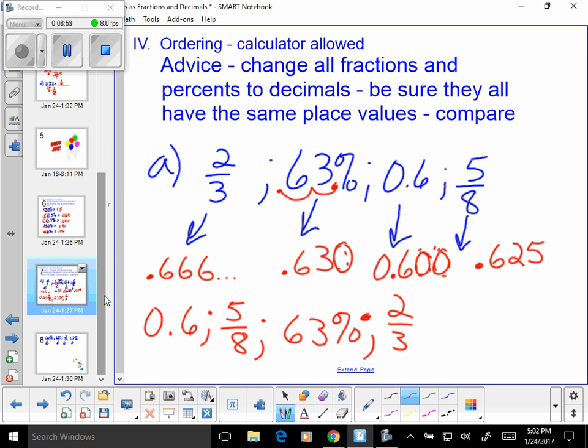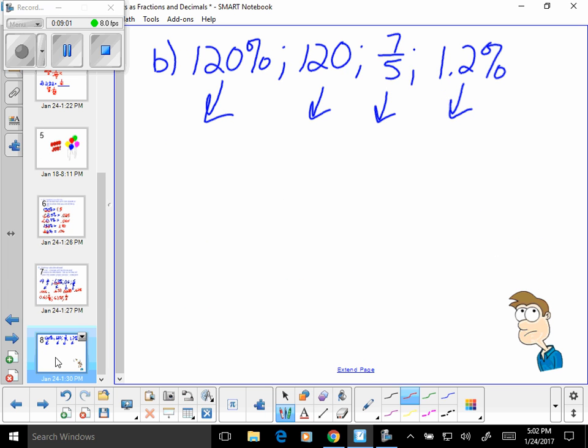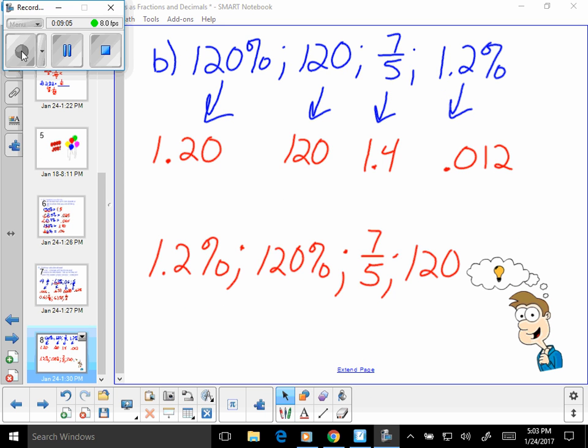And you probably guessed what's coming. Hit pause and do example B. Did you get this one right? I hope you didn't change the 120 to 1.2, because then you would have had 2 that are the same. Remember, 120 is a decimal number.